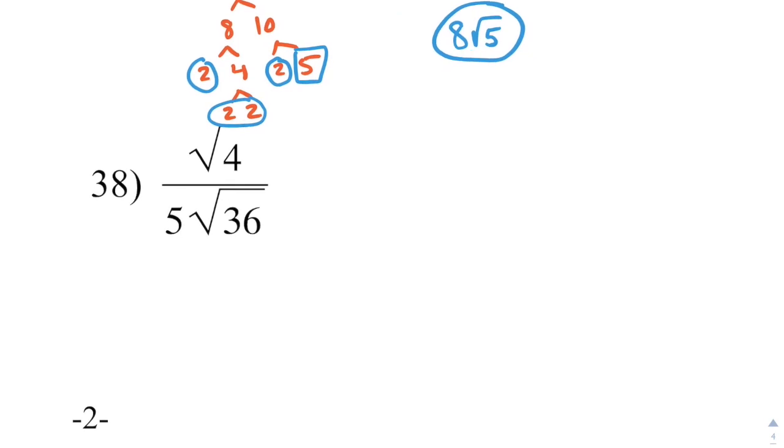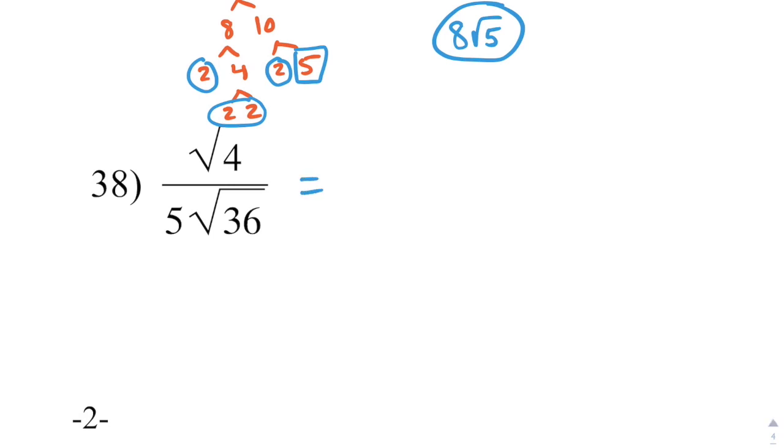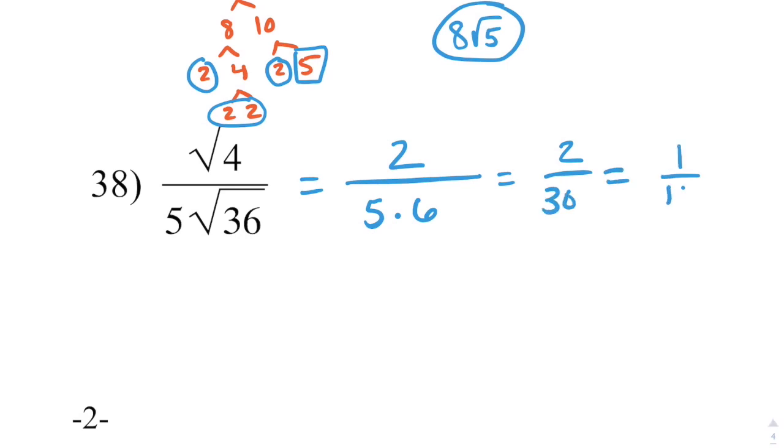Number 38, the square root of 4 is 2. It's a perfect square, so I'm just going to write it right in the numerator. We have 5 times the square root of 36, which is 6. So we have 2 over 30, which ends up being 1 over 15. I'm going to keep it as simple as possible. If I don't need to multiply it by anything, we're going to keep it just like that.